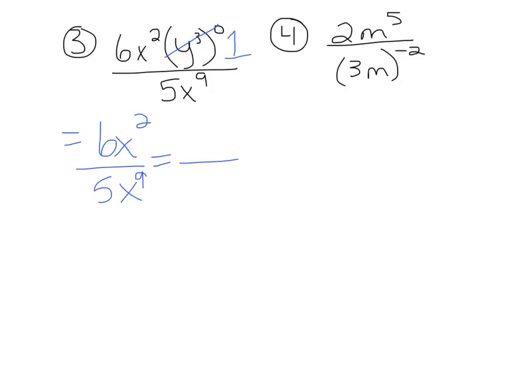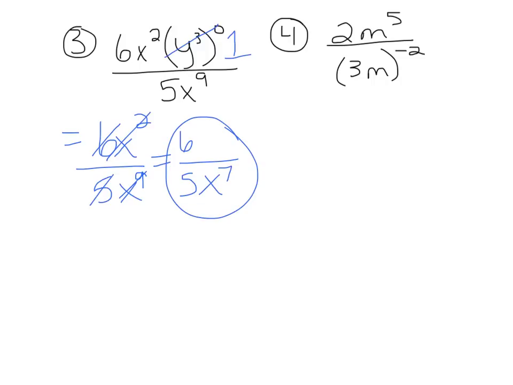And now it's the same problem as what we're used to. Simplify your exponents, or simplify the 6 over 5 if you can, which you can't. And then the 2 x's on top cancel out 2 of them on the bottom, so you're left with x to the 7th on the bottom.